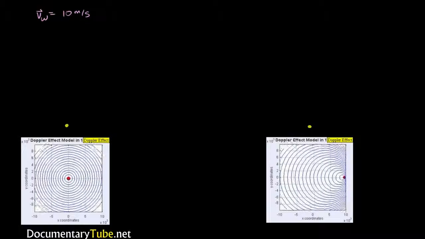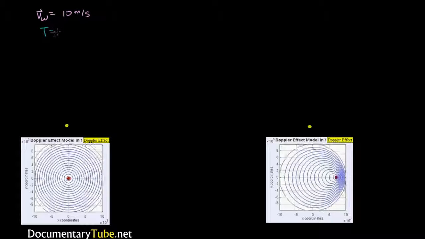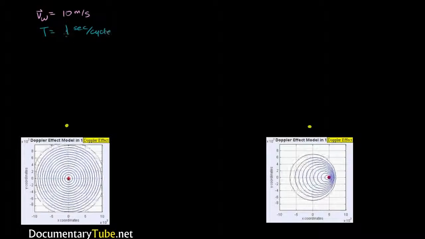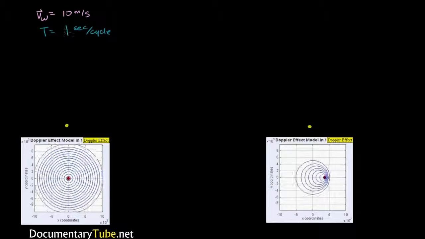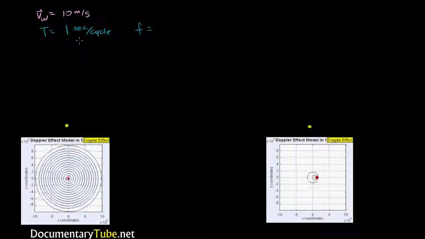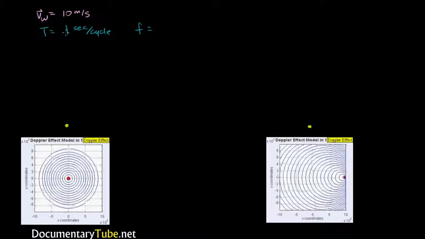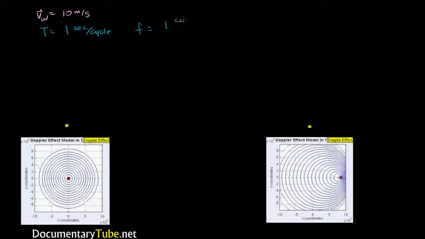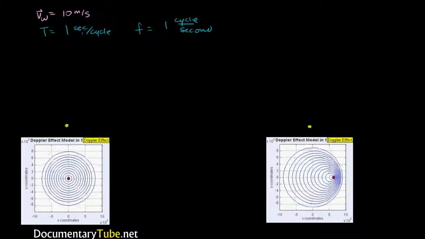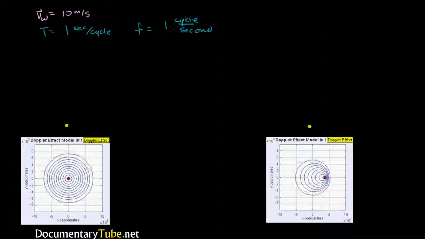And both of these guys are going to be emitting a wave at 10 meters per second, and the period of the wave is going to be 1 second per cycle. And if the period is 1 second per cycle, you take the inverse of that. The frequency of the source, I guess you could call it, of the wave as it's being emitted is going to be the inverse of this. The inverse of 1 is just 1, but 1 cycle per second. If it takes a second for a cycle, then in 1 second you're also going to see 1 cycle. So 1 cycle per second.